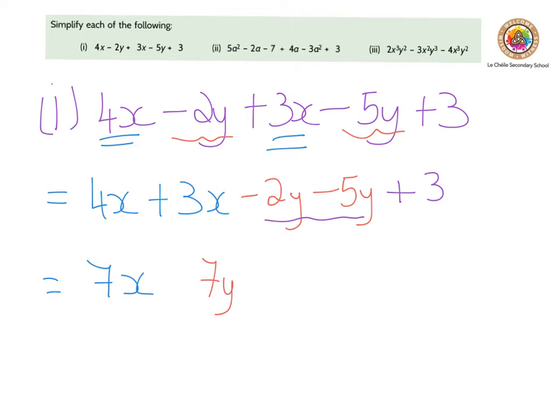And I keep the sign, isn't that right? Same signs add and keep the sign. So it's minus 7y. And then, again, the plus 3 just comes down. Now, because none of those have any other letter in common, I'm finished. So I just put a red box around it at the end.